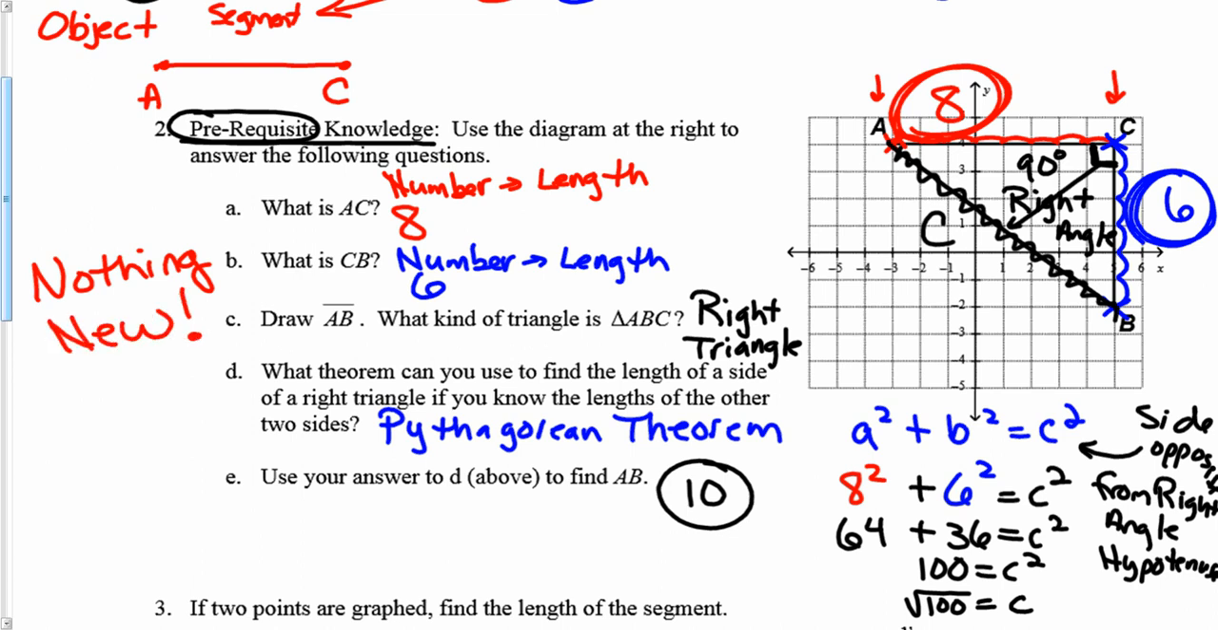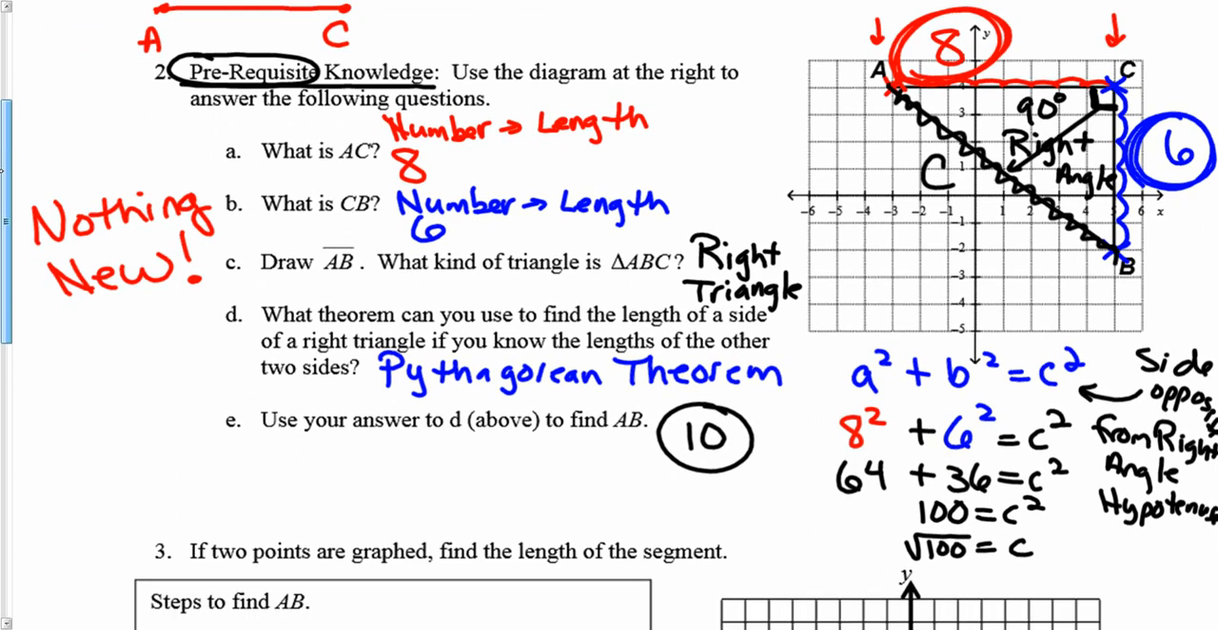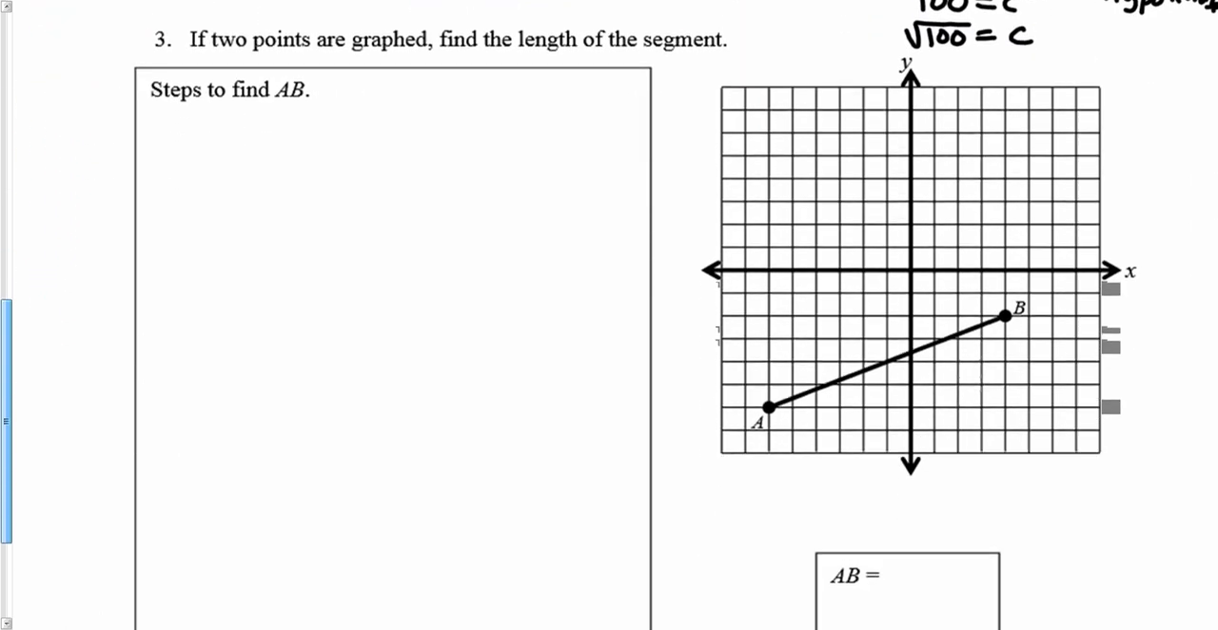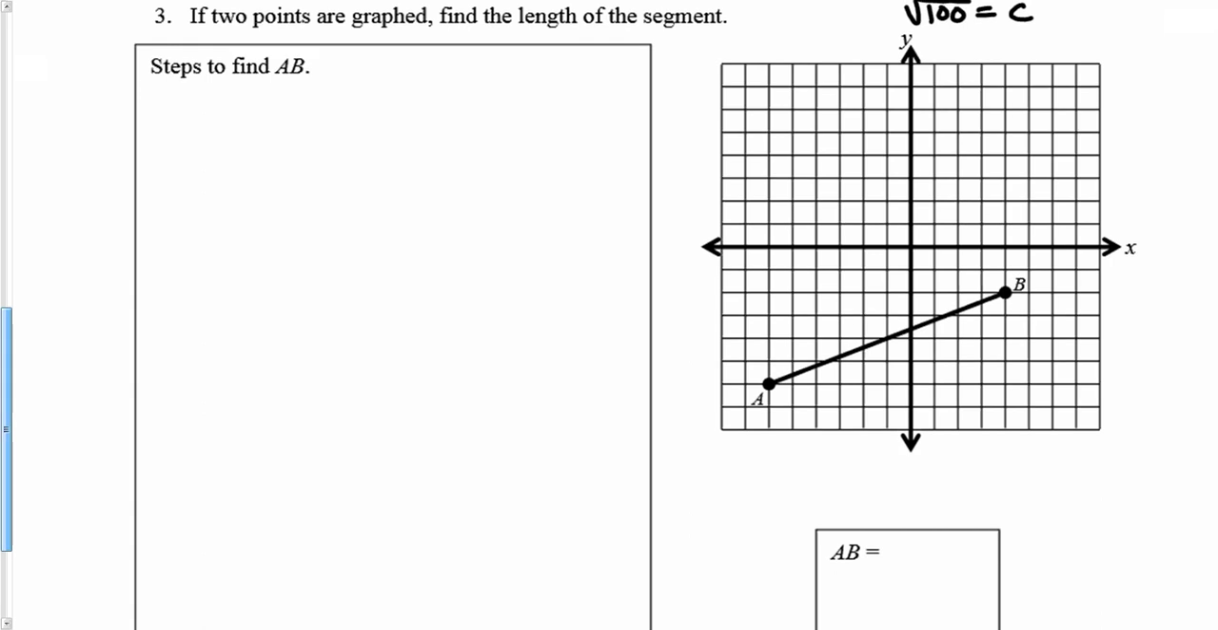However, you used all of these ideas to do something you've probably never done before, which is find a length in the coordinate plane. So what you're going to do is number 3 now. Number 3 is going to be actually doing this. So we're doing exactly what we just did. 2 points are graphed, find the length of the segment.